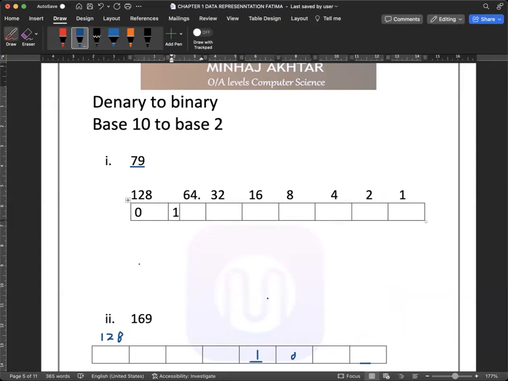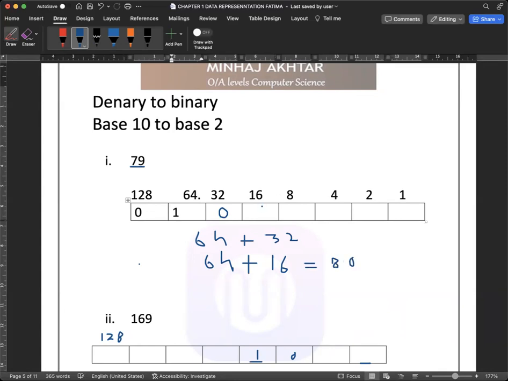Tell me, if we add 64 plus 32, the answer will be what? It would be 96. So we cannot take 32. So I insert 0. Can we take 16 with 64? It becomes 80. No, sir.